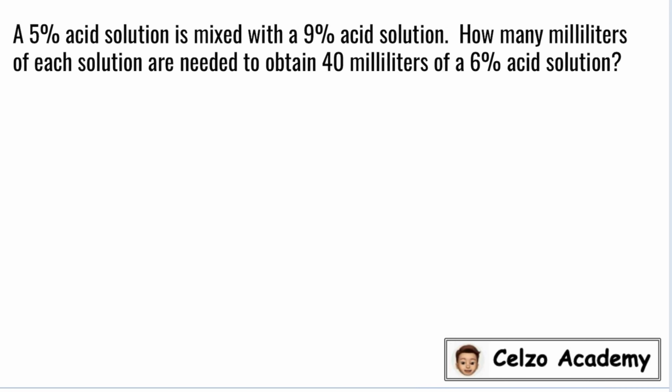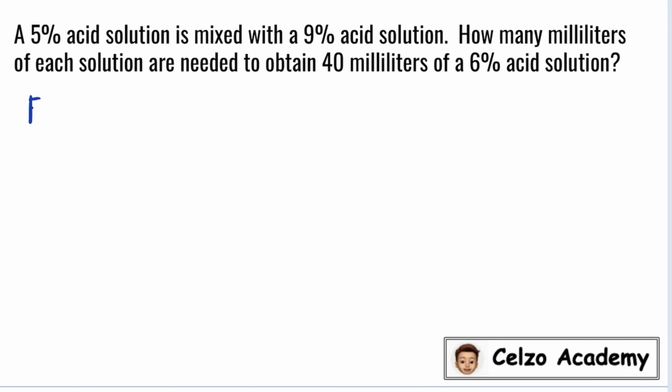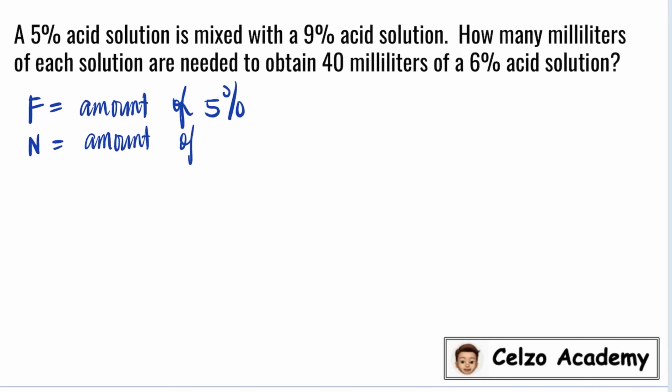Here's the detailed explanation to this mixture problem. We will use the variable f to represent the amount of 5% acid solution, and we will use the variable n to represent the amount of 9% acid solution. And these amounts are in terms of milliliters. Now we will write the equations based on the statements.